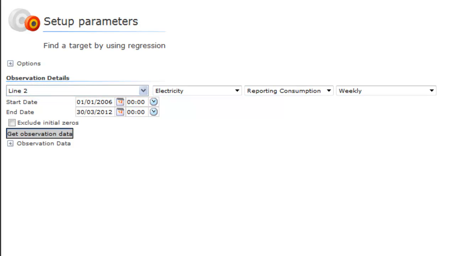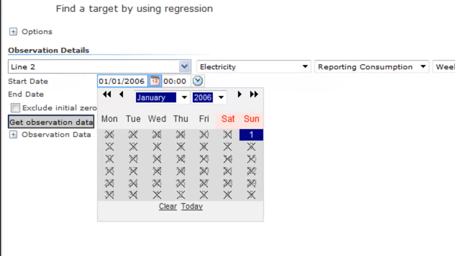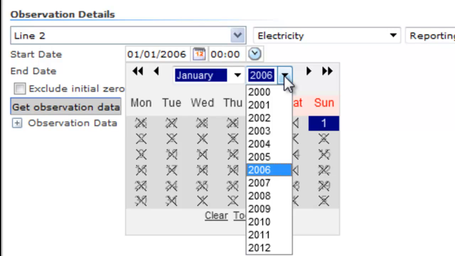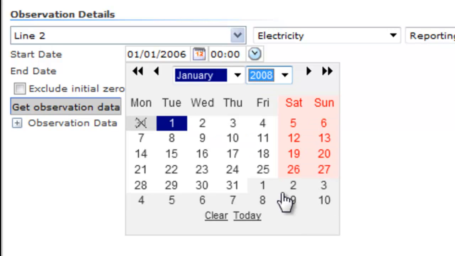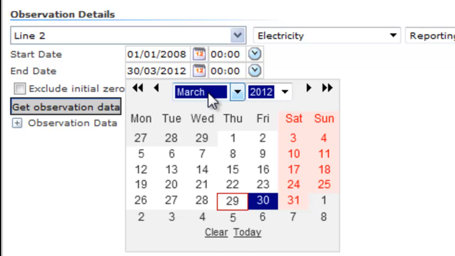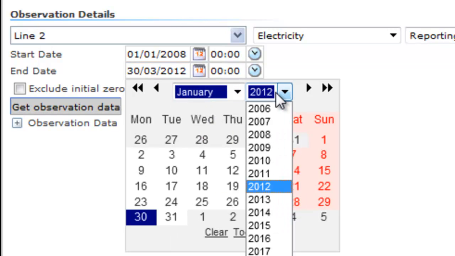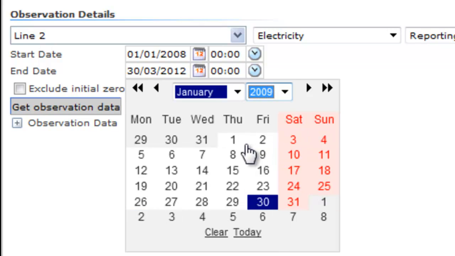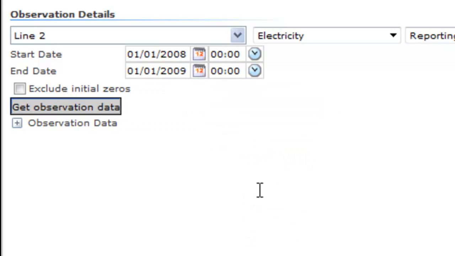Montage has automatically identified for me the utilities that I'm using on that line, and also the fact that it is consumption and weekly data that is set. Again, these can be changed. The period of time that I would like to select for my sample, in this case, let's use a 12-month period, or for you it could be a period of time where you understand the performance of that plant to be stable.